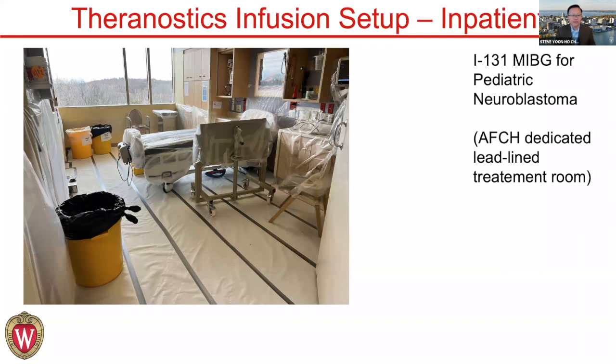This is a picture of one of the rooms at AFCH, a special lead-lined room used to treat pediatric patients with neuroblastoma with I-131 MIBG. This was provided to me by John Haas from Radiation Safety, and it shows how the room is covered so that you don't have any radiation contamination. Because of the half-life, otherwise you'd have to wait a long time and the room would be out of commission for a long time before you could use it again.